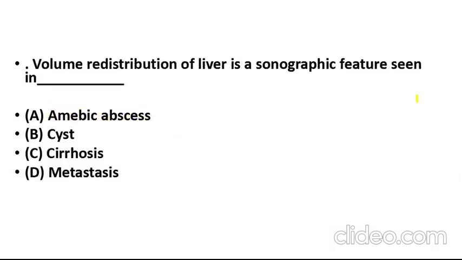So next MCQ, we have volume redistribution of liver is a sonographic feature seen in amoebic abscess, cyst, cirrhosis या metastasis. So the correct answer is ये हमें नज़र आता है volume redistribution cirrhosis में, liver cirrhosis.